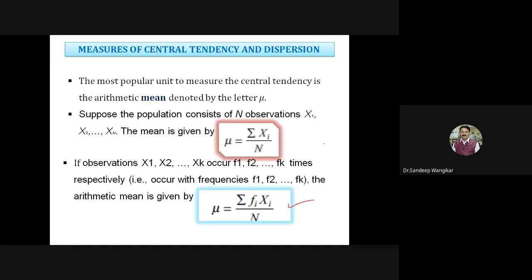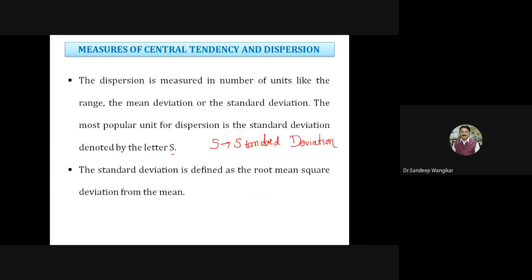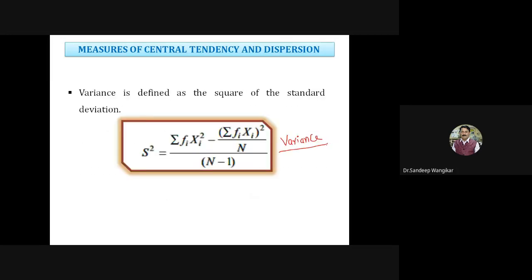Before solving the numerical, once again I will repeat: the mean is given by summation fi xi divided by n, or divided by summation of fi, and then we calculate the variance using this formula. After that, the standard deviation s is equal to the square root of whatever answer you get. You put it here and you will get the value for the standard deviation.